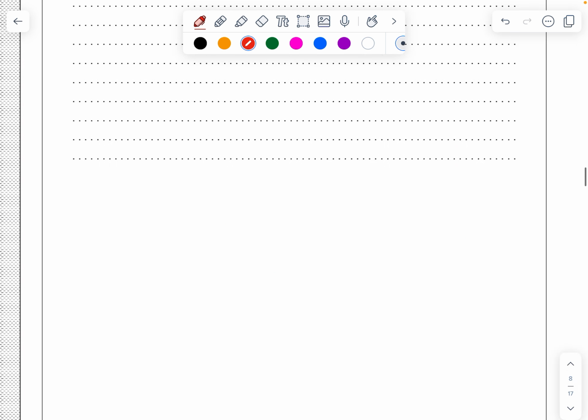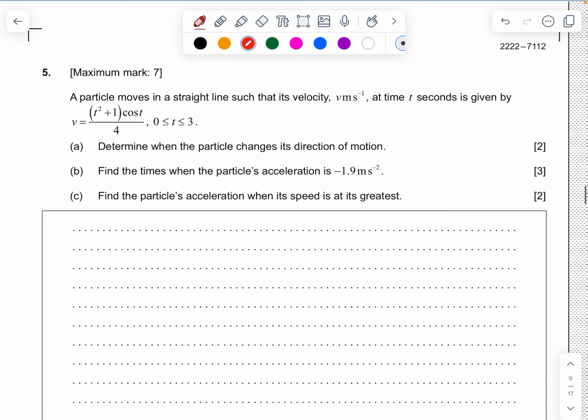Next, question number 5. Determine when the particle changes its direction of motion. So what am I going to do? I am going to graph this velocity graph, and when will the direction of motion change? When velocity is equal to 0. So find the roots. When you find the roots, you are going to get the answer as 1.5707, approximately 1.57 to 3 significant figures.